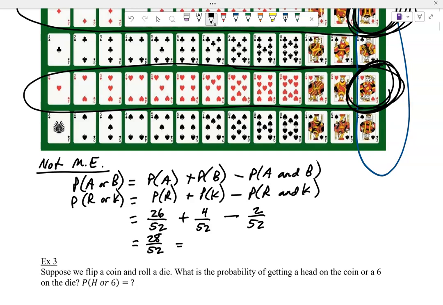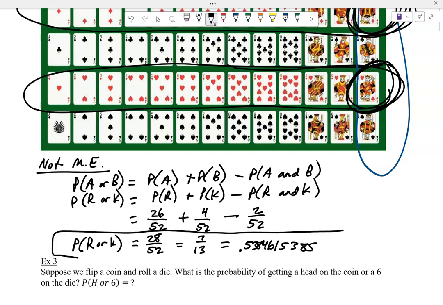Let's see, dividing both by 4, 7 out of 13, or 0.538461538, so about 53.8%. That's the probability of pulling out a card that's a red or a king. Not mutually exclusive, right?